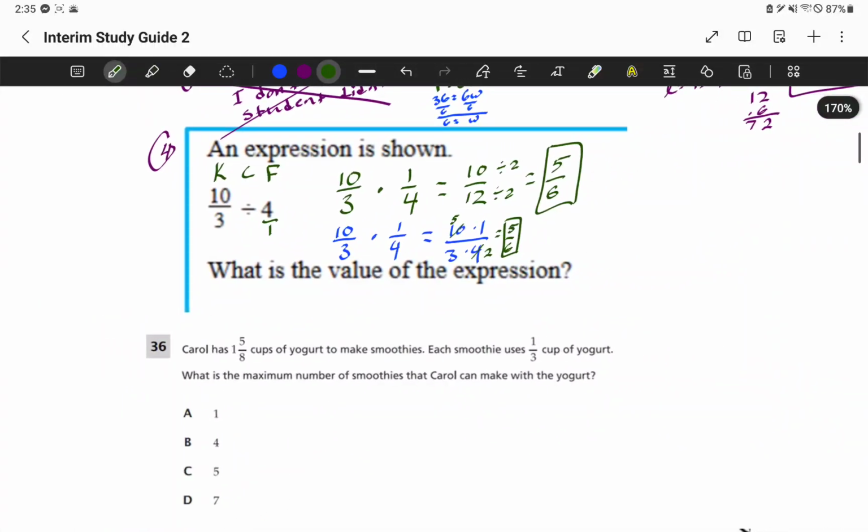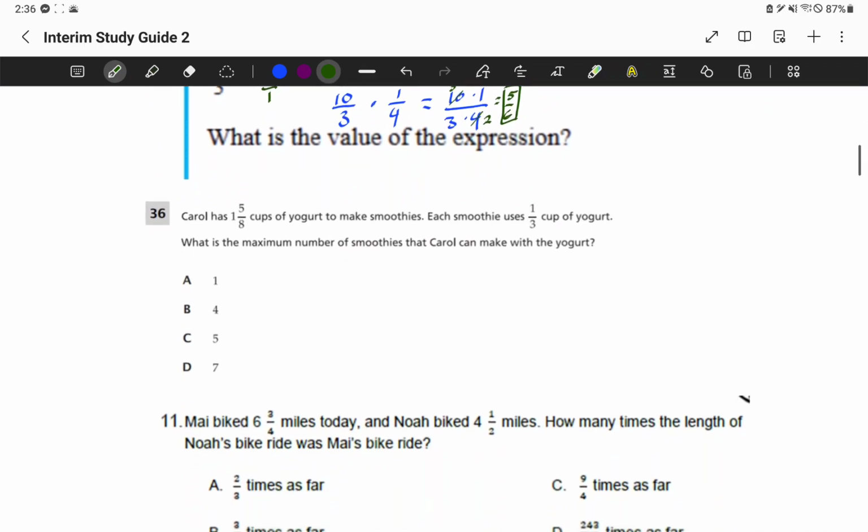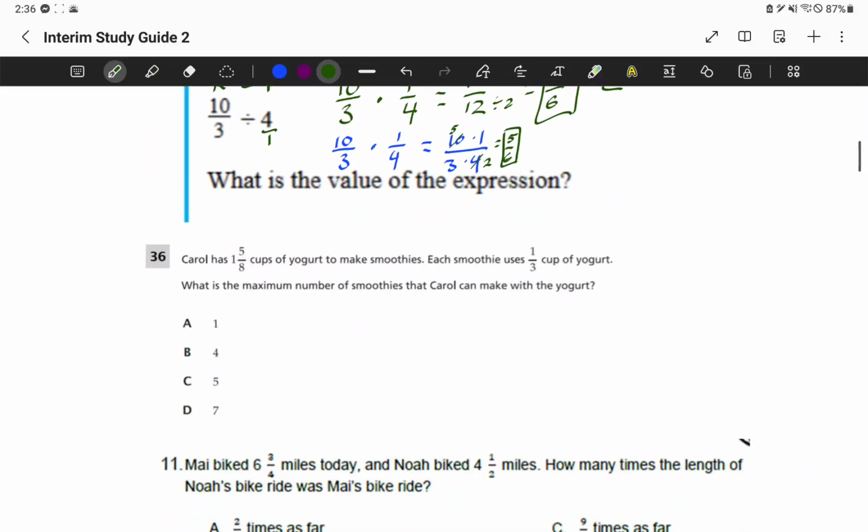So, either one is acceptable. This is probably the easier one for you. Now for question 5.